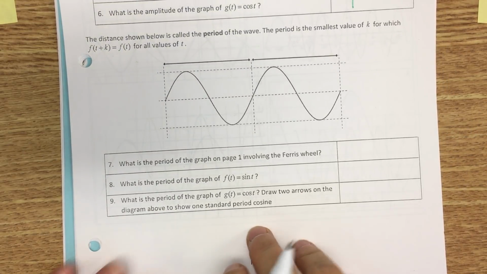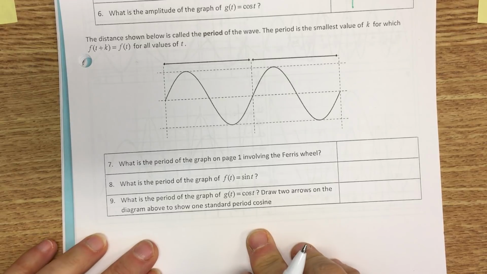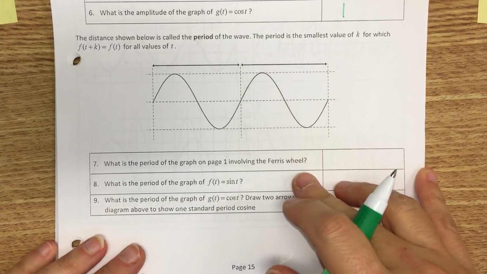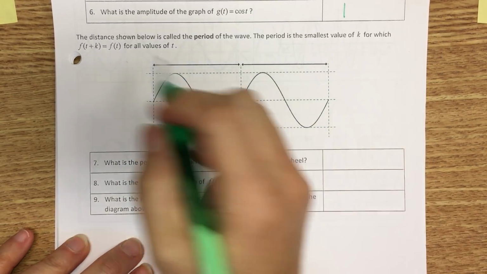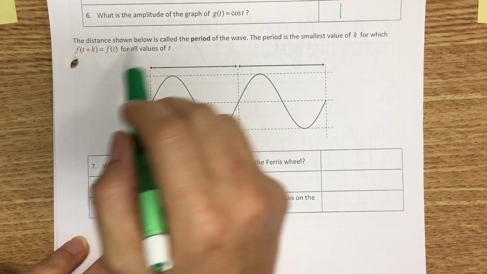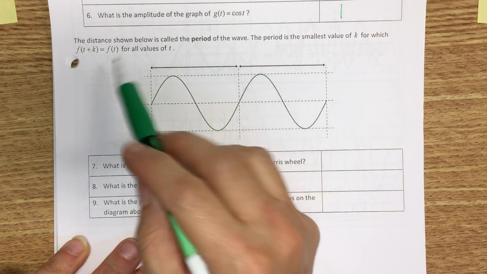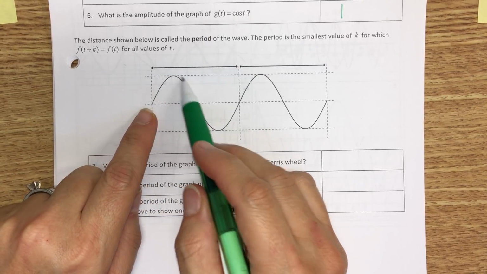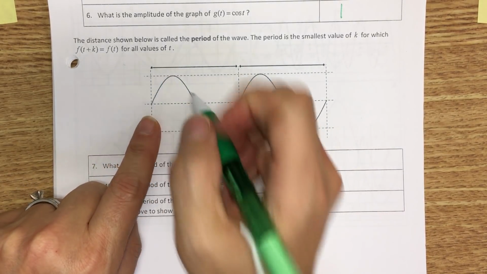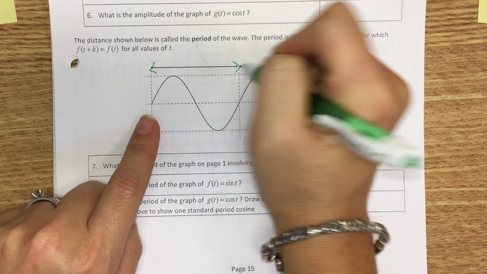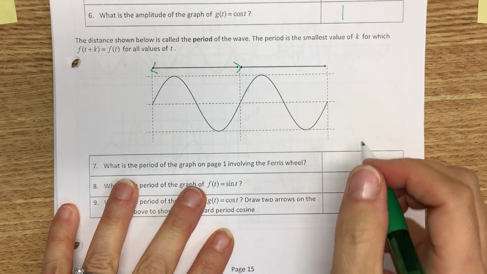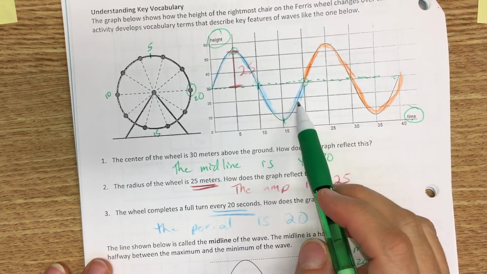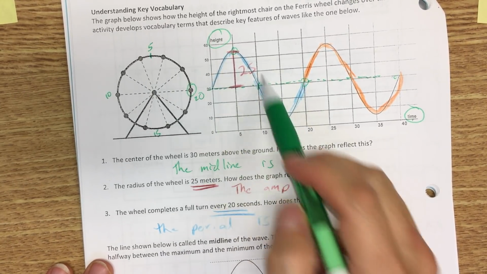The distance shown below is called the period of the wave. The period is the smallest value of k for which f of t plus k equals f of t. You have to be careful because this value is the same as this value, but we really mean one whole cycle. See these little arrows from here to here? That's one period. On page 1, the Ferris wheel problem, the period was 20 because it was one cycle in 20 seconds.